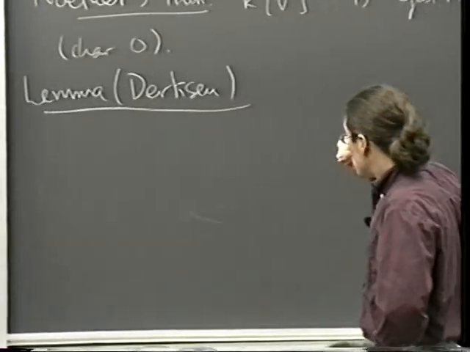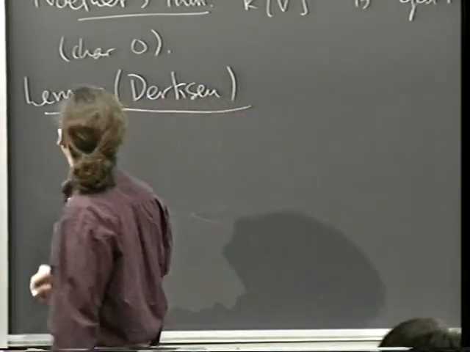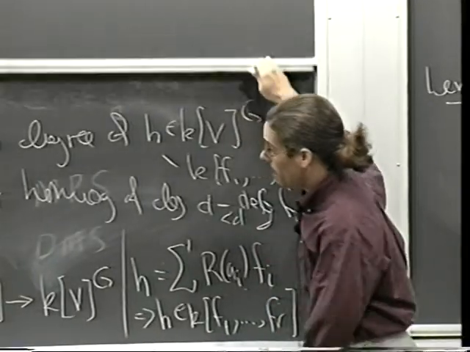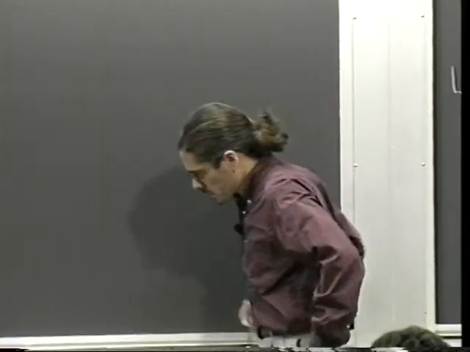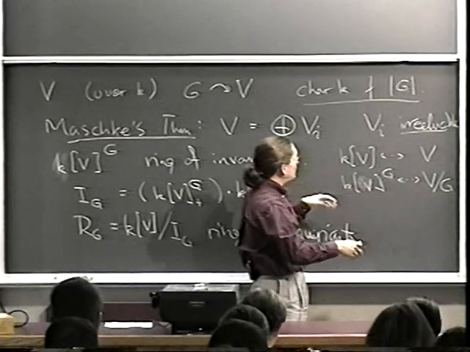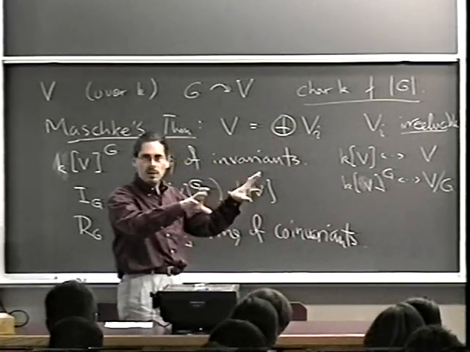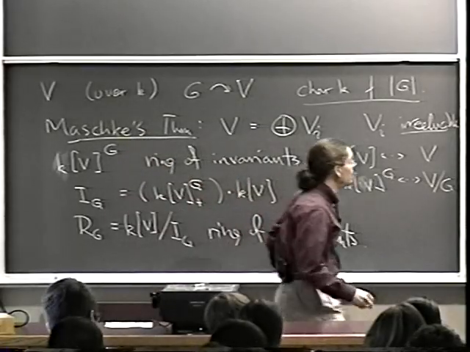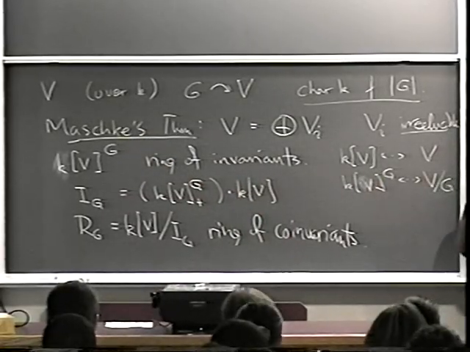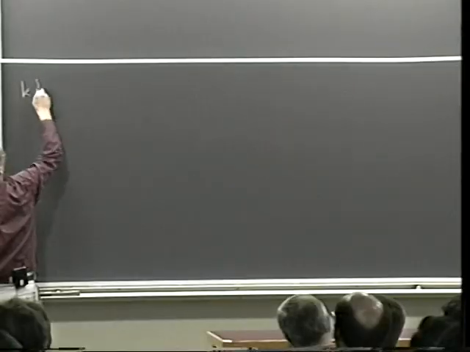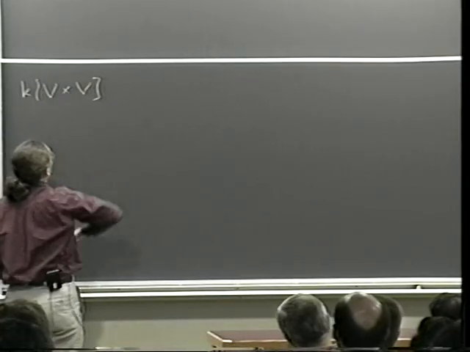So I want to, actually, before I write down this lemma, I better define one or two things. What Dirksen does is he considers the arrangement of subspaces in V cross V, where for each group element, you look at the graph of that group element, the set of pairs x, y, where y is actually g of x. Okay, so let's look at the coordinate ring of K of V cross V.